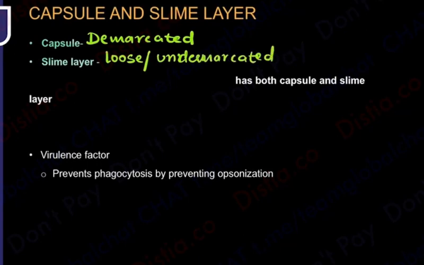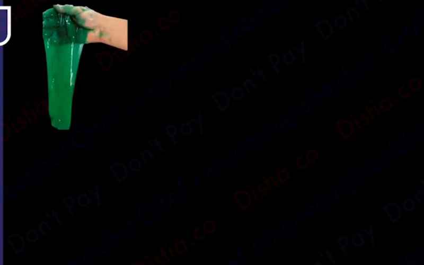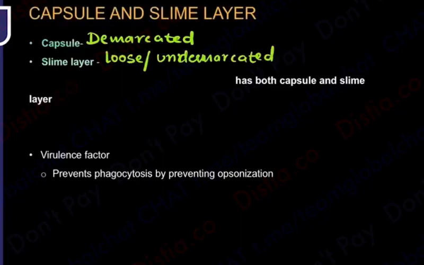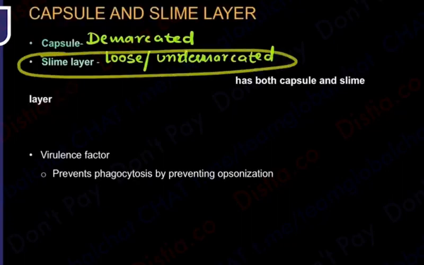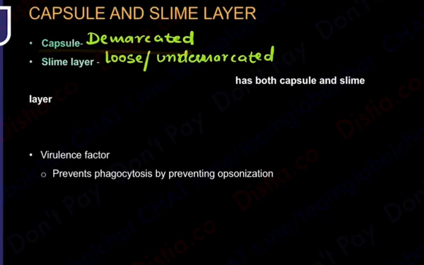I'll show you what slime is. I hope all of you have seen this over the internet. A lot of toys of kids are made from this slime. It's very soft, it's very stretchy, jelly type. And that is what slime is. Slime is very, very loose and undemarcated, and capsule is extremely tough and demarcated.